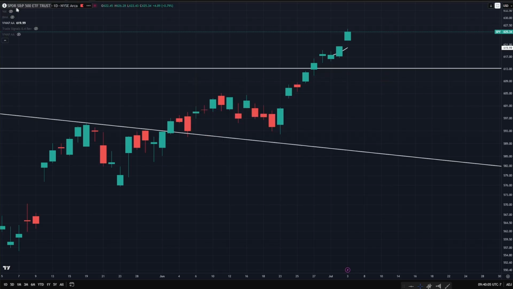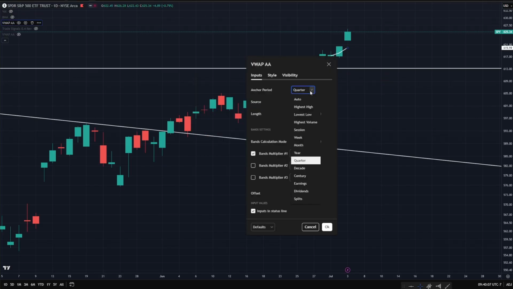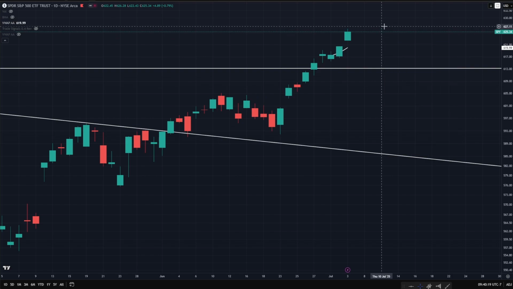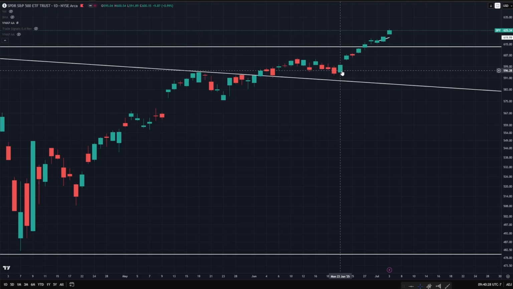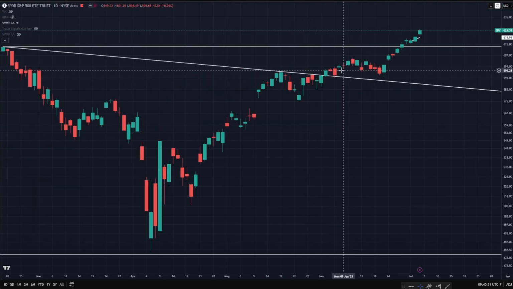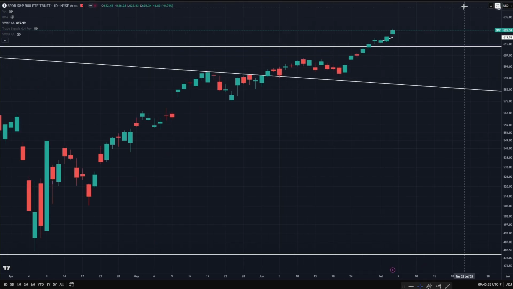And if you just go to settings on SPY, you can anchor it to a bunch of different periods, but I found that anchoring it to the beginning of each quarter works best for index funds only, like SPY, QQQ, which is the NASDAQ, S&P 500, Dow Jones, because they rebalance every quarter. And I found from other YouTubers I follow and from my own experience that it tends to give really nice technical analysis.